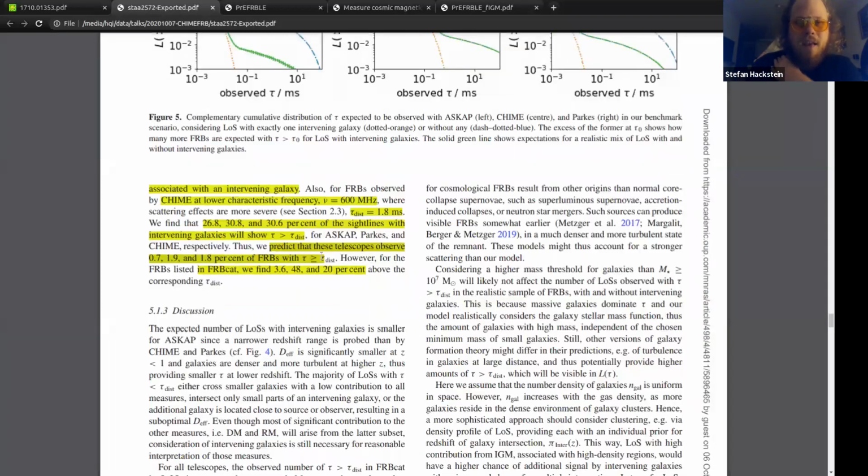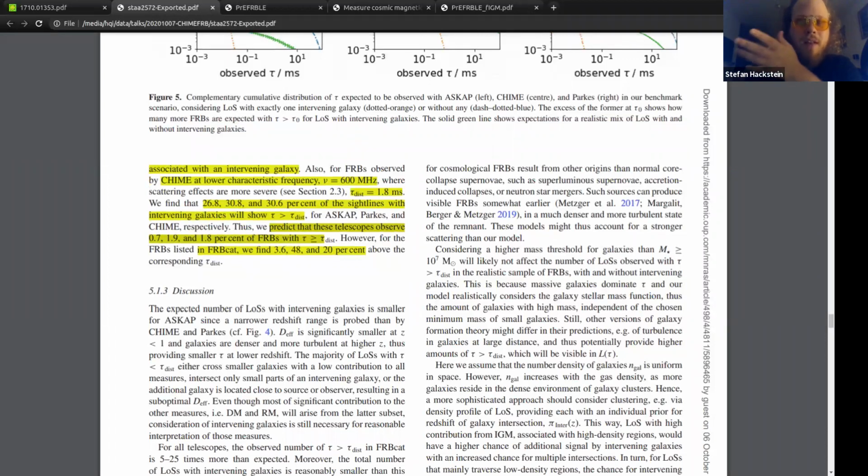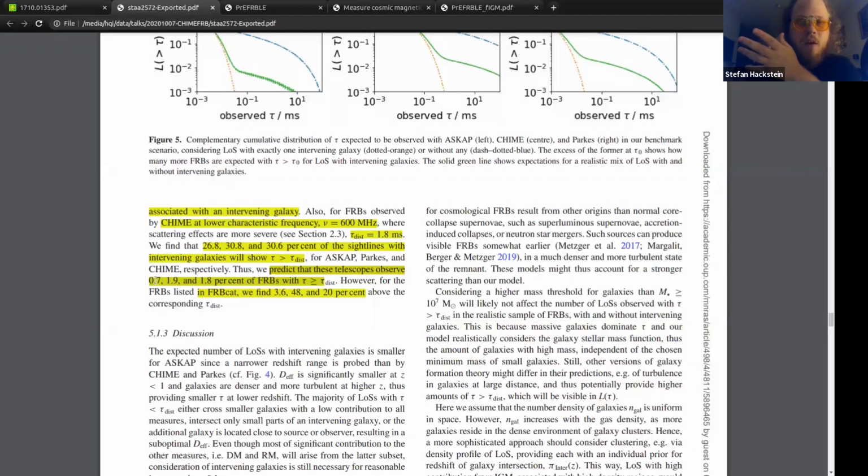Taking into account the realistic combination, we find that 1 to 2% of fast radio bursts should show this high temporal broadening due to an intervening galaxy along the line of sight. However, when we look in the FRB cat, we find that there is an order of magnitude more. So intervening galaxies, by number alone, can never account for all of the high values of temporal broadening that we observe in the fast radio bursts listed in FRB cat.